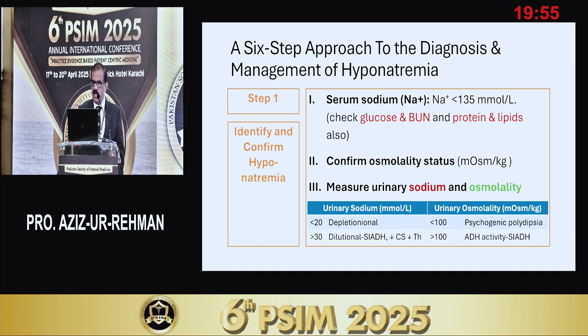If it is less than 100, this would be a case of psychogenic polydipsia. This is a condition which comes in the differential diagnosis of diabetes insipidus. People, because of some problem with their thirst mechanism, drink too much water.